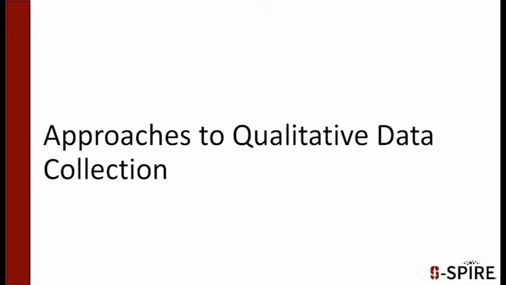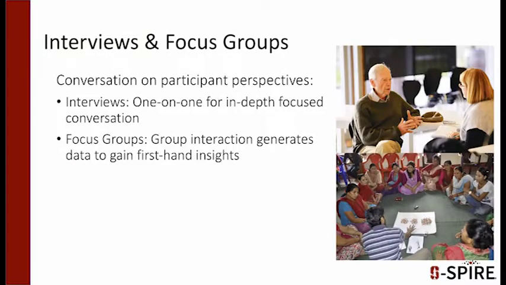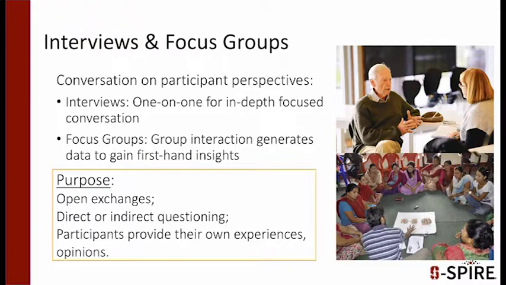Now we're going to talk about approaches to qualitative data collection. There are several different approaches that can be applied in qualitative methods. Two of the most common approaches are interviews and focus groups. Both of these provide a conversation that elicits participant perspectives. Interviews are one-on-one, in-depth conversations with a participant, while focus groups really are designed to stimulate interaction between different participants to generate data that gain firsthand insights. The purpose of both of these approaches is an open exchange, direct or indirect questioning, and allowing participants to provide their own experiences and opinions.